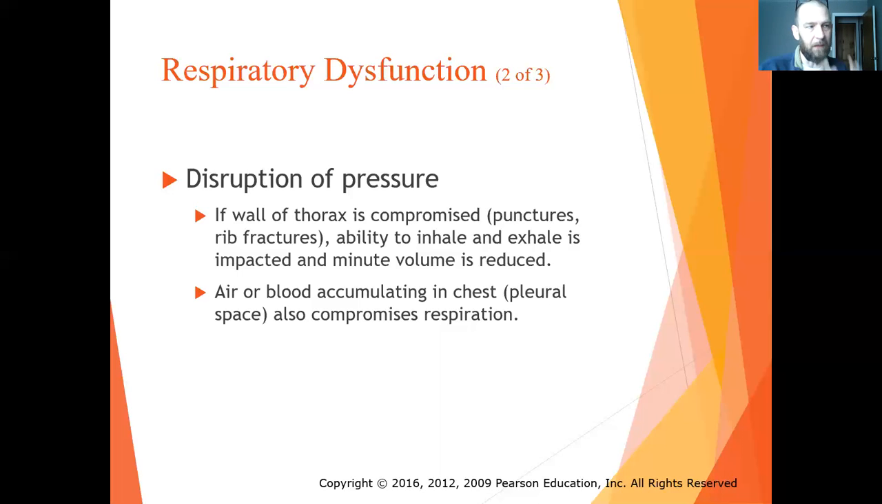Well, we're not able to use the pressure that we can generate with our chest because of that. And so that's going to affect the pressure in there. It's going to affect how much air they can breathe in, and that's going to affect their minute volume.